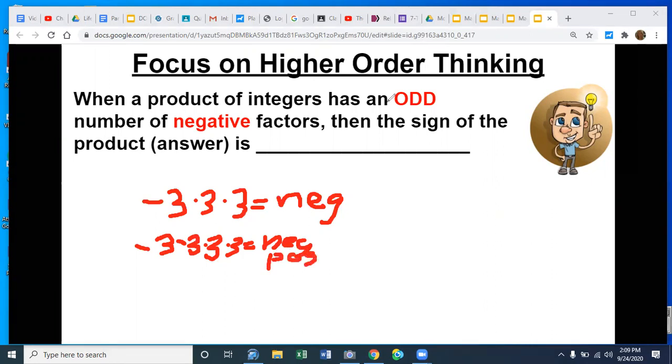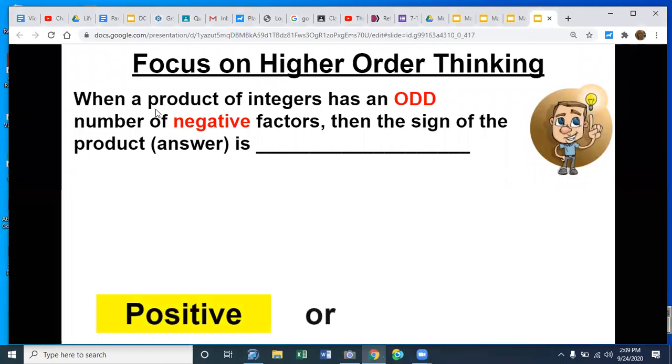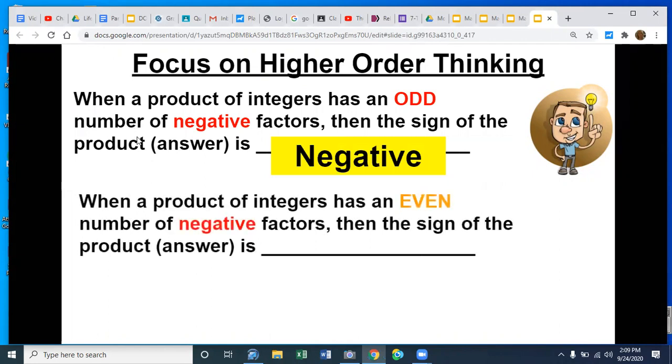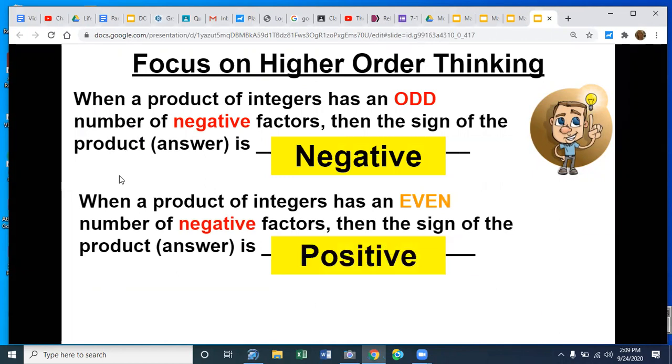So it just depends. To kind of think through that a little bit. I'm going to clear. And we'll bring up the answer here. Positive or negative, we just decided it would be negative, right? We had an odd number of negative factors, yes. When a product of integers has an even number of negative factors, then the sign of the product or the answer is, yes, positive should be what you say. Okay, good.